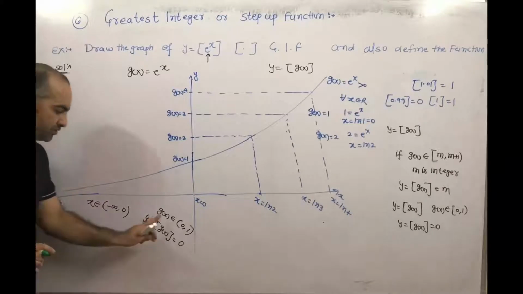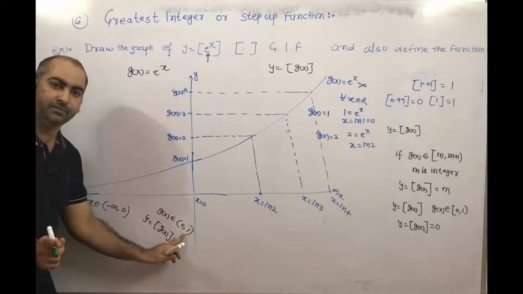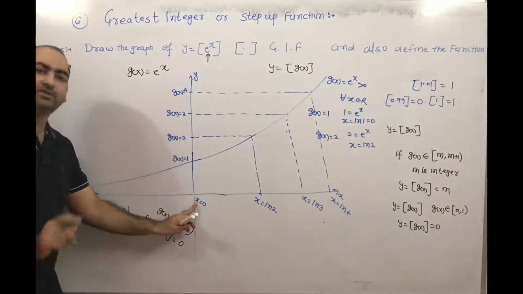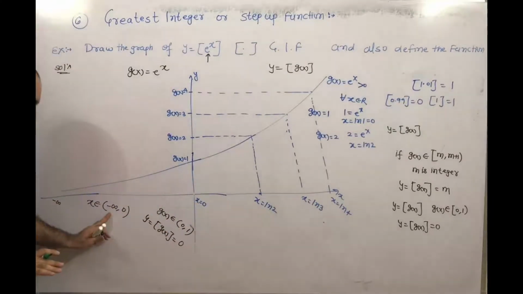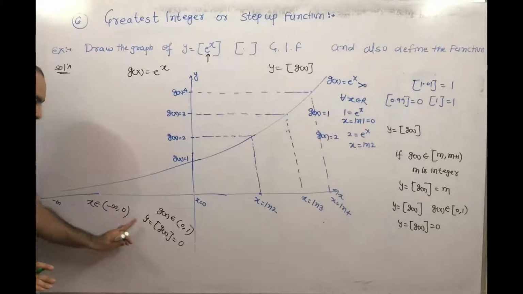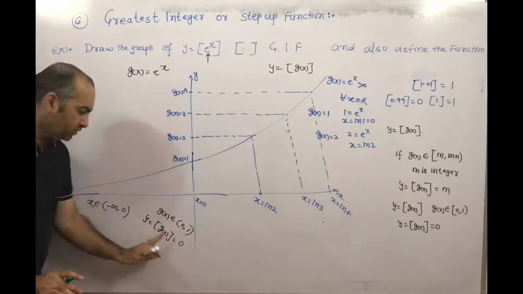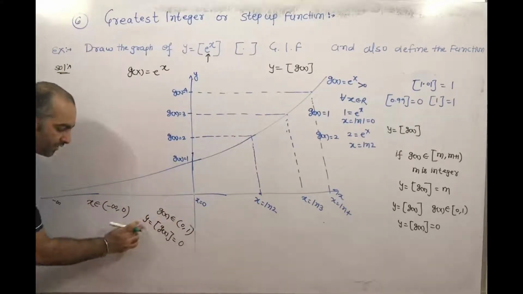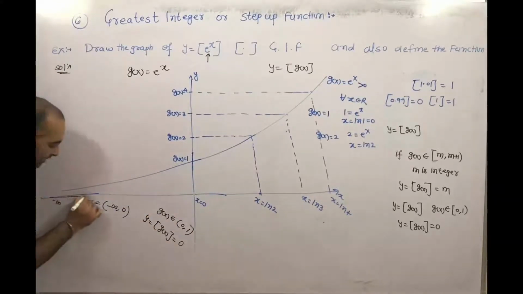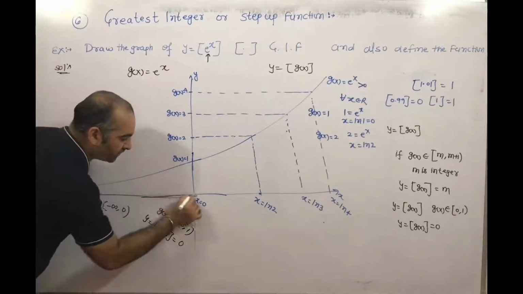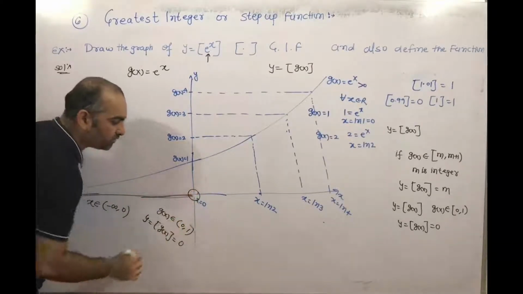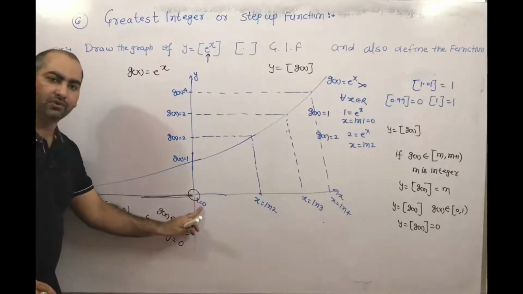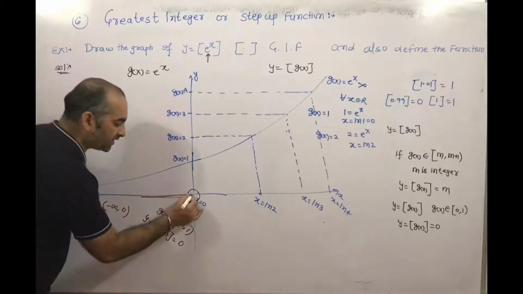Why open? Because g(x) equal to 1 is not included. With respect to 1, the x value is 0, so x equal to 0 is also not included. So it is minus infinity to 0. Y equals the greatest integer of g(x) will be 0, so we will get the y equal to 0 line in this interval. This line is y equal to 0, and this endpoint is not included because g(x) equal to 1 is not included, so x equal to 0 is not included. So this point will be an open circle.